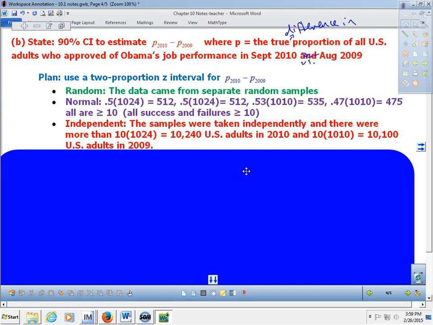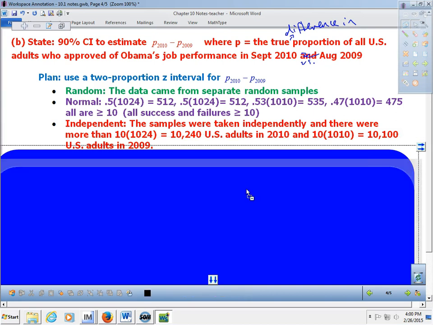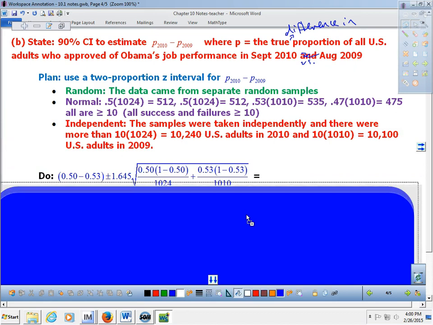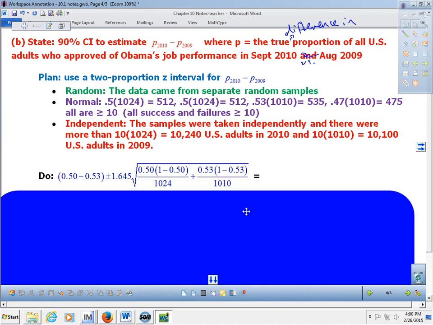And we have to make our population size assumption for both sets. So 1,024 from 2010, we have to assume there were more than 10,240 adults to sample from, which is safe. And in 2009, we had to assume that there were more than 10,100 adults to sample from, which is safe. Okay? And so once our conditions are met, and they have been met, we can start constructing our interval.